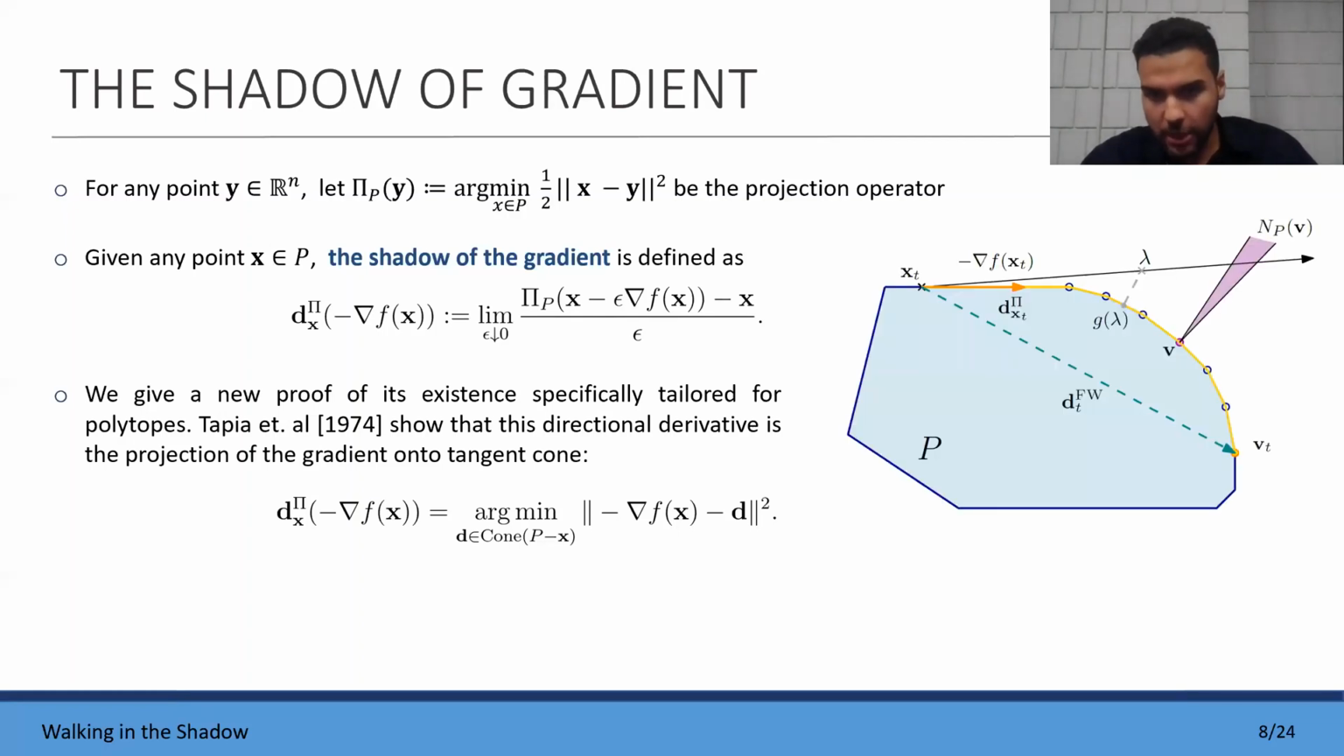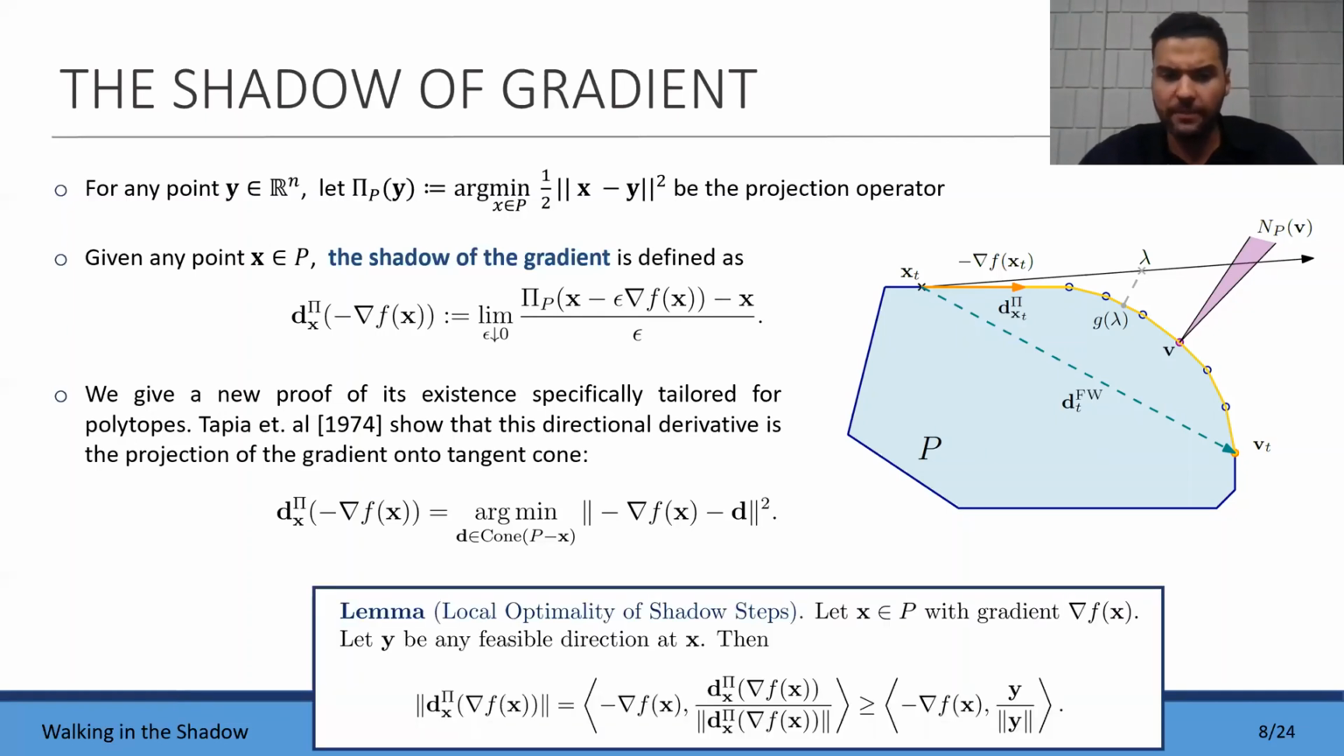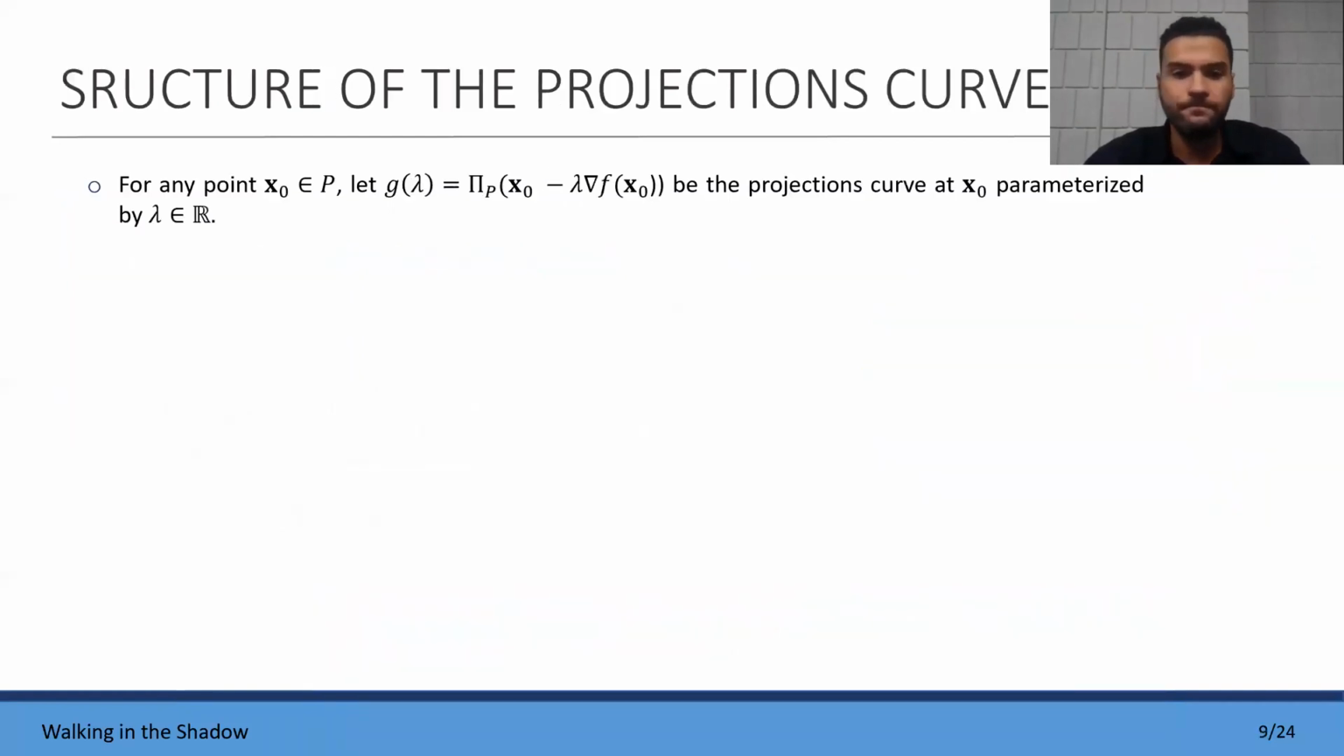So if you look at that example here, we start at xt. We have the negative gradient here at xt, and the shadow is just this orange arrow we see here. So why do we care about the shadow? We care about the shadow because of this lemma here, which just says that the shadow is the feasible direction in the polytope that's most aligned with the gradient. In unconstrained optimization, we know that the negative gradient is the direction of steepest descent. However, it may no longer be feasible in constrained optimization, and so the shadow of the gradient is the analog of that in constrained optimization, and it's locally the optimal descent direction that you want to follow.